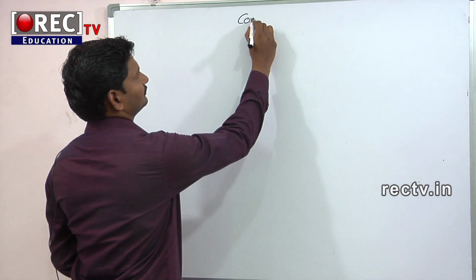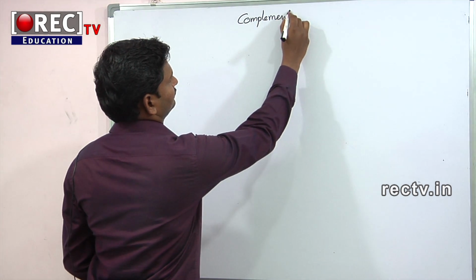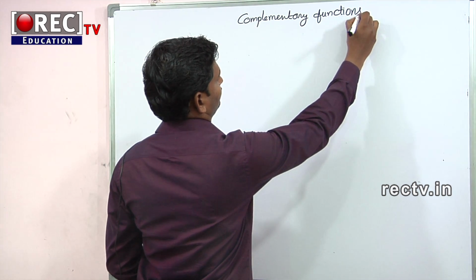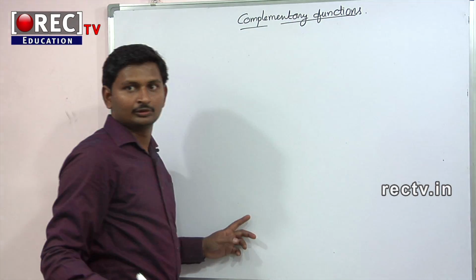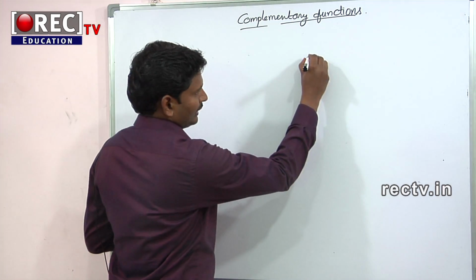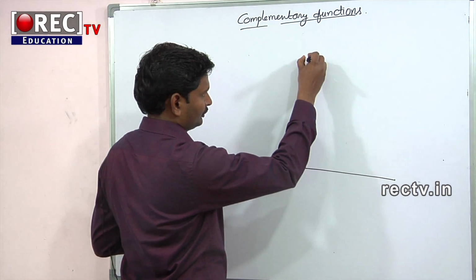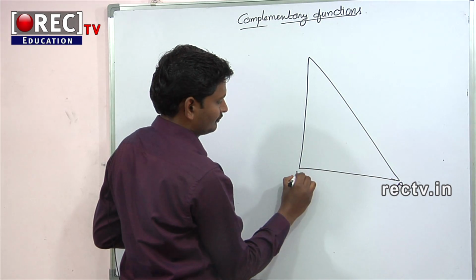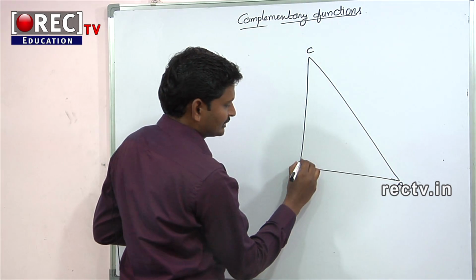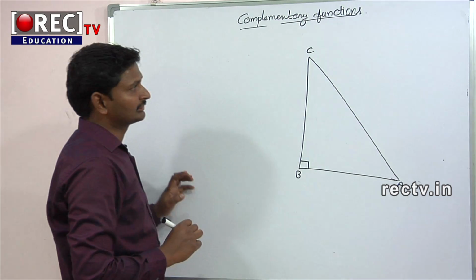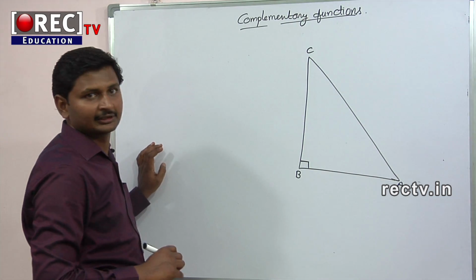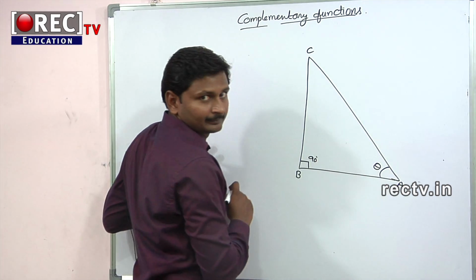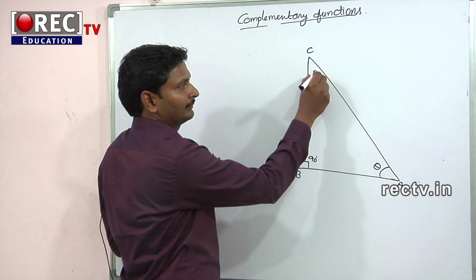Complementary functions. Just consider a right angle triangle. This is A, B, C. Now this angle is equal to 90 degrees. In triangle ABC, angle B is equal to 90 degrees, and let angle A be equal to theta. Then what is the angle at C?